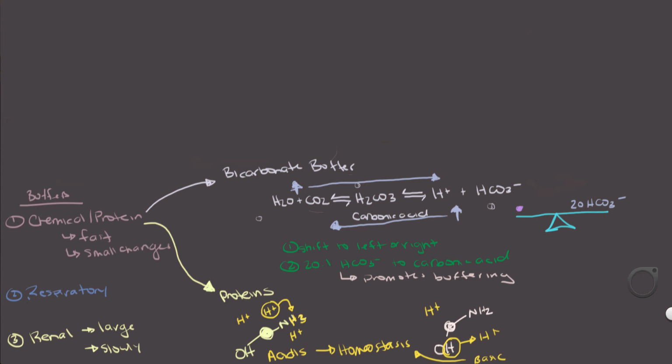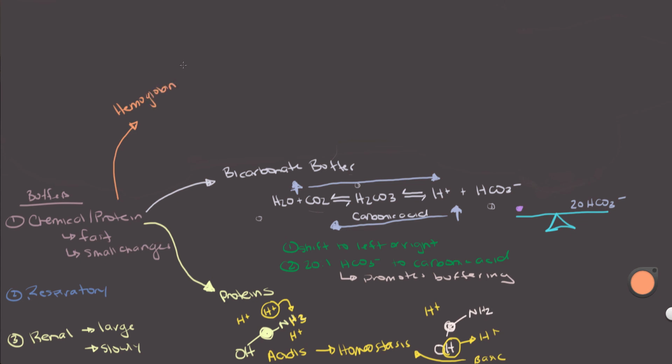All right, the last buffer we're going to talk about, or the last buffer we're looking at in the chemical or protein buffer system, is our hemoglobin buffer system. Just as we can use hemoglobin to carry oxygen, we can actually use hemoglobin to bind to hydrogen ions. And as a result, because we can bind that hemoglobin to hydrogen ions, we can use it as a buffering system.